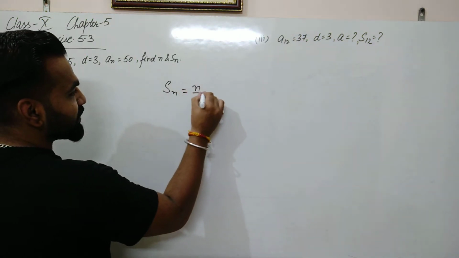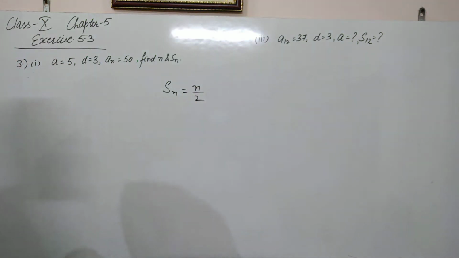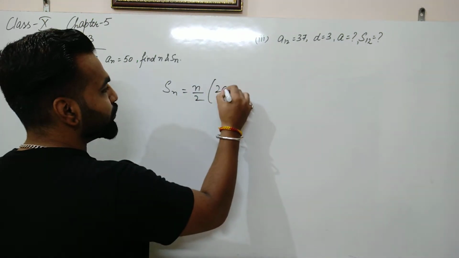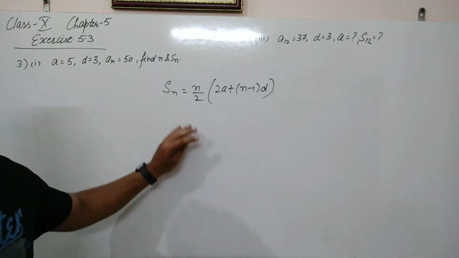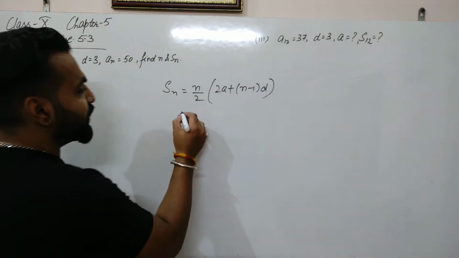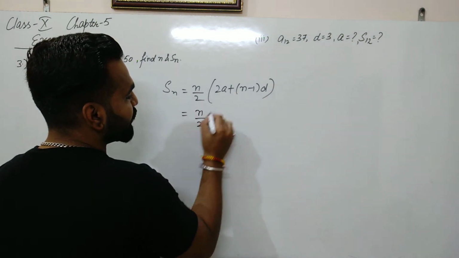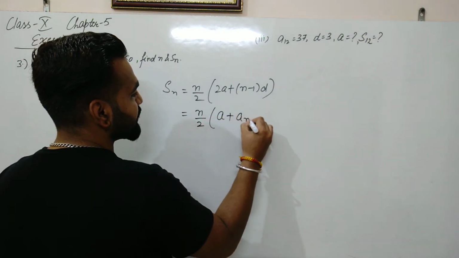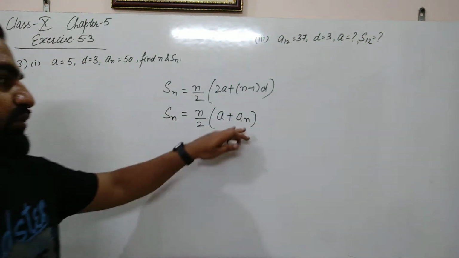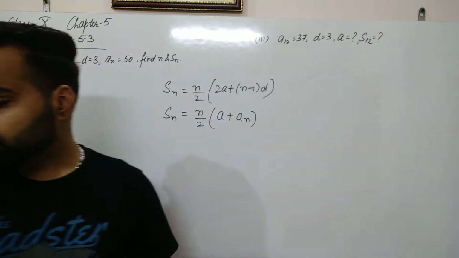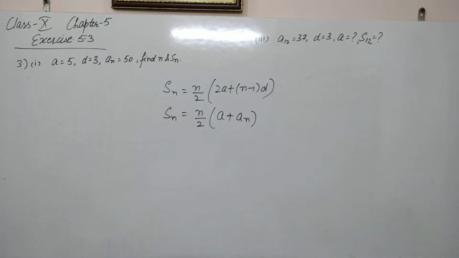Sn, the sum of the first n terms of an AP, is equal to n by 2 into (2a plus (n minus 1) into d). This was the formula we discussed in the previous video. Another form of this formula is n by 2 into (a plus an). If the last term is known, then we can use the second formula. So these are two formulas.